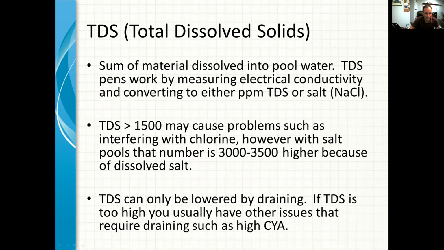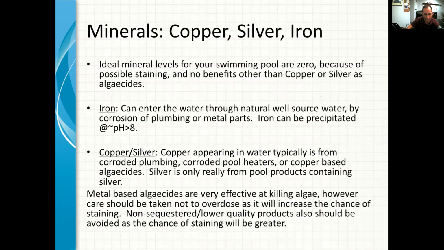So TDS is another thing. You only really can lower it by draining in general. Depends what compounds they are, because it's sort of a general measurement. But if it's really high, the best way to lower the level is by draining. But like I said, usually there's other problems like high CYA that they probably need to be addressed anyway if it's that high. It's still good to measure that. Just another thing to look at to give you an idea of what's going on in your water.